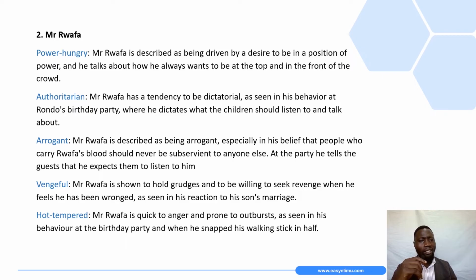So another thing is that he is vengeful. So Mr. Ruafa is shown to hold grudges, to be willing to seek revenge when he feels he has been wronged. So this is also seen in his reaction to his son's marriage. And again, remember that he plots the death of Mr. Mzamani and his grandchildren, just because their tribes or clans had some clashes way back. So remember, Mr. Ruafa is from the Zezeru Karunga clan, while Mr. Mzamani is of the Maziviti clan, that is Maziviti Nemele clan.